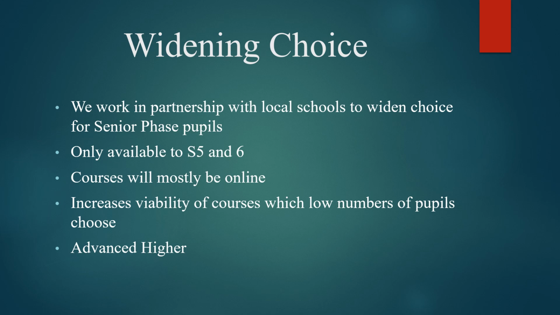So the purpose of it is to increase viability of courses in which low numbers of pupils are choosing in any one school. That's particularly important when it comes to Advanced Higher, where you may only have 1, 2 or 3 pupils in a school of our size wanting to do Advanced Highers in particular subjects. So if we pool resources between schools, it makes Advanced Highers more viable and increases the choice.